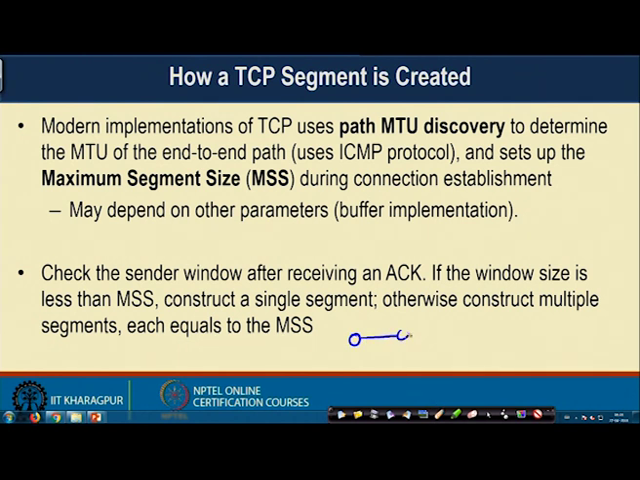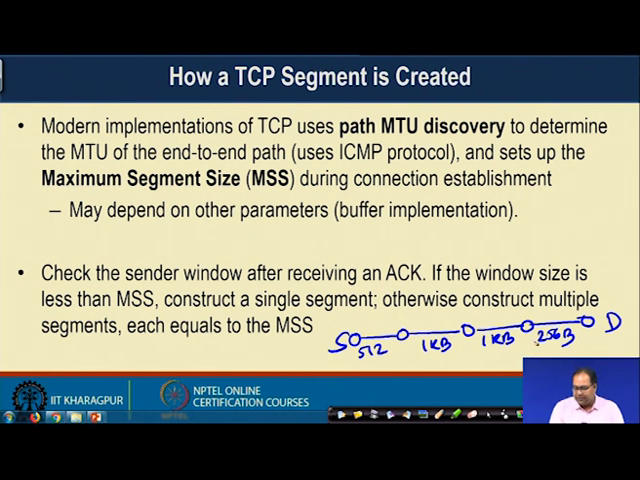As an example, these are the links. This is your source and this is your destination. This link supports 512 bytes, this supports 1 KB, this supports 1 KB, and this supports say 256 bytes. If that is the case, ideally you should not send more than 256 bytes in this entire end-to-end path. That is the task done by the path MTU discovery mechanism inside the ICMP, the Internet Control Message Protocol, and it sets up its maximum segment size during the connection establishment.